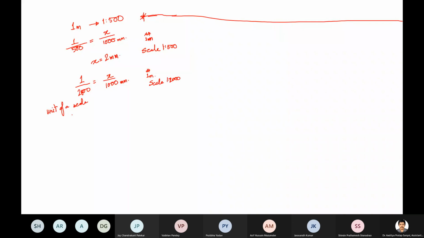What is the unit of a scale? No unit. Yes? Unitless. It is unitless.